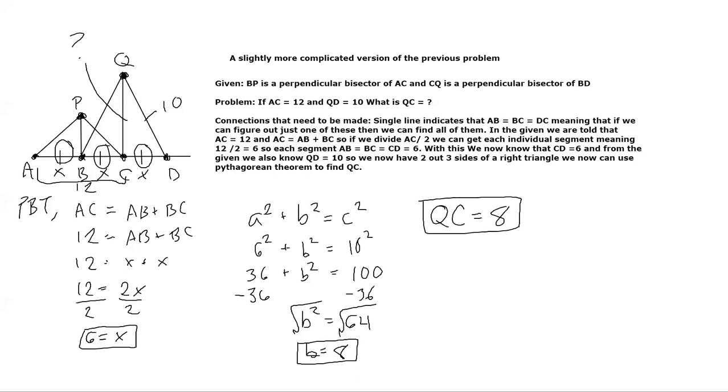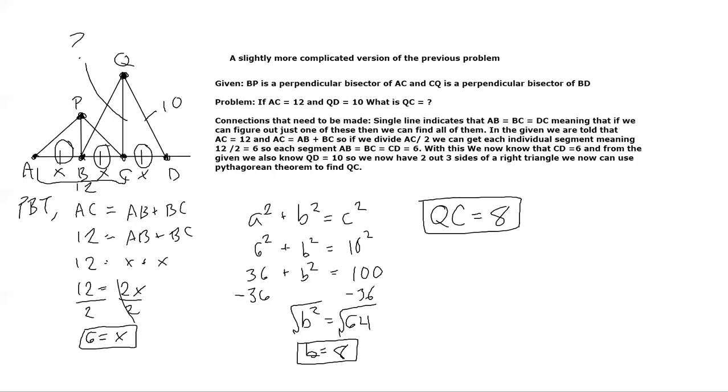So 12 is equal to X plus X, which is 2X. Now I have to get rid of the coefficient 2. Since 2 is multiplying X, I have to do the opposite, which means I have to divide by 2 on both sides. So 12 gets divided by 2, and the 2's cancel out. I'm left with X is equal to 6, which means that AB is actually 6. And BC happens to be 6 as well.